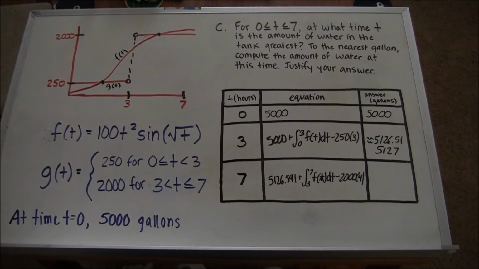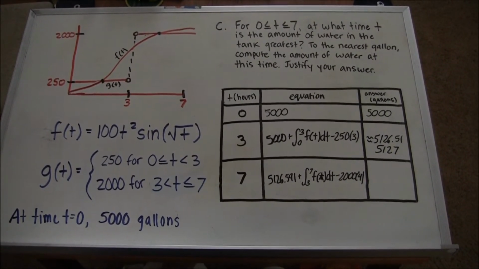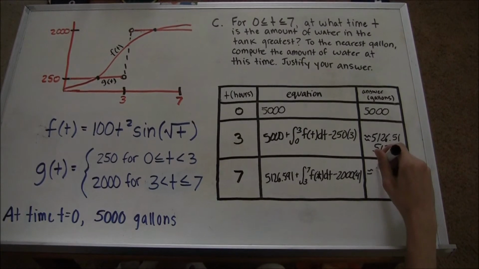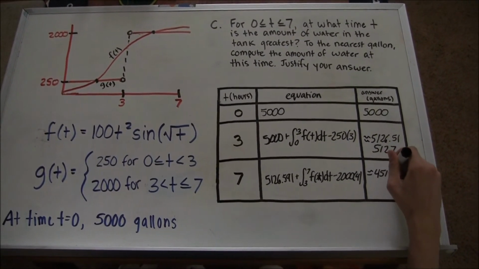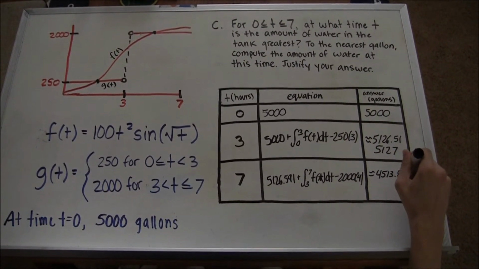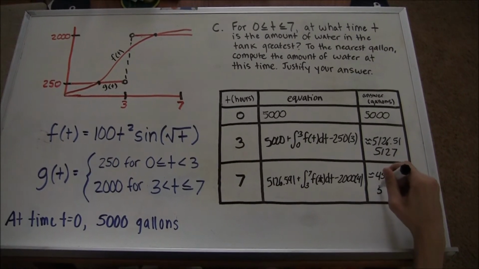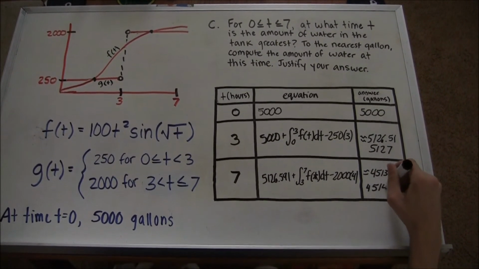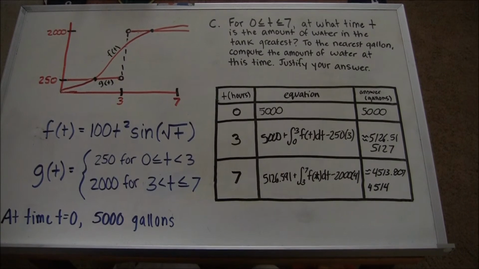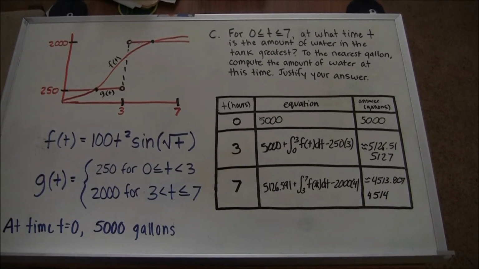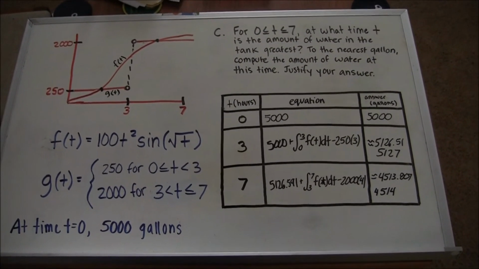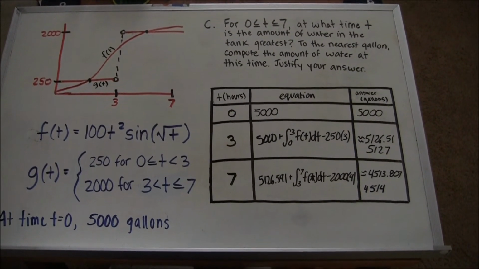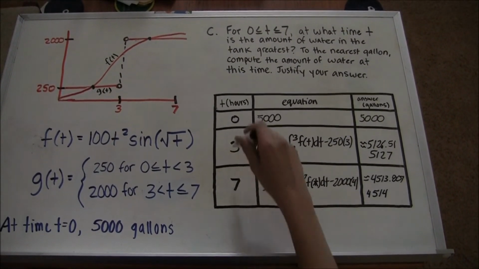5,126.591. The answer should approximately be 4,513.807 gallons, or 4,514 rounded to the nearest gallon. With these values, we can determine that the absolute maximum amount of water within the tank at any given time between 0 and 7 is at t equals 3.